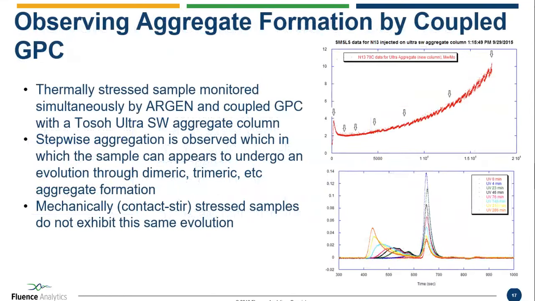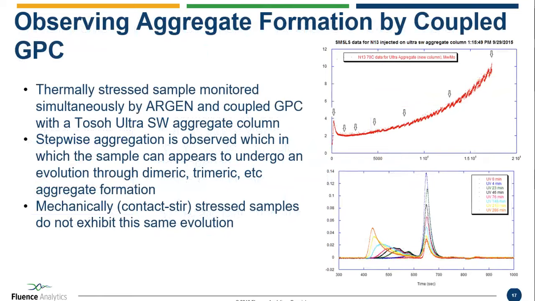So if we look at this in just a little more depth, this is showing the ARGEN data as well. If you look on the top right, again, it's a thermally stressed sample. We're pulling periodically from that. Well, we're continuously pulling from the ARGEN cell, but periodically injecting with the autoinjector onto the GPC.